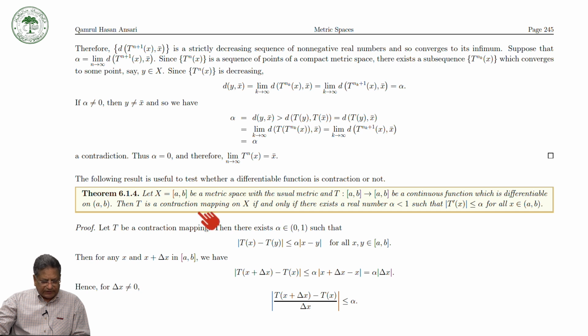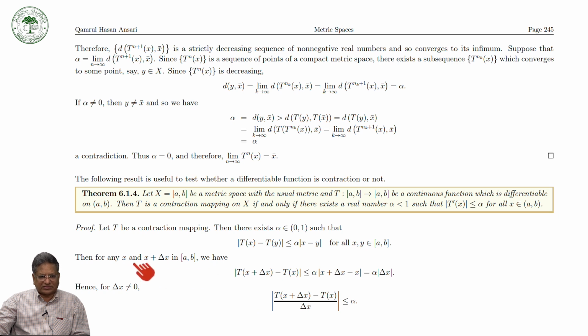So suppose that T is a contraction mapping. Then by the definition there exists alpha in the open interval (0, 1) such that |Tx - Ty| is less than or equal to alpha times |x - y| for all x, y in the closed interval [a, b]. Here we are taking the modulus because we are considering X equal to the closed interval [a, b] with the usual metric. The usual metric is d(x, y) equal to |x - y|. So we are using the usual metric, and that's why we are writing the modulus here.